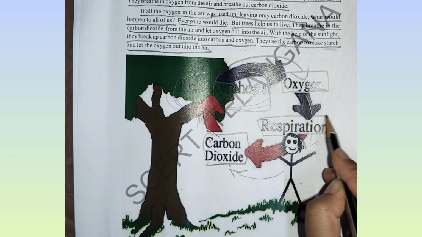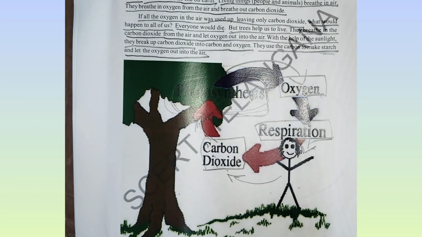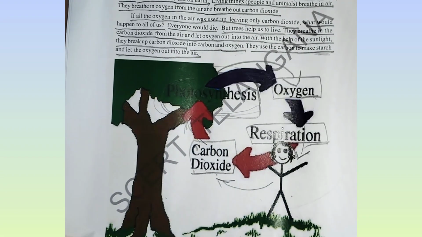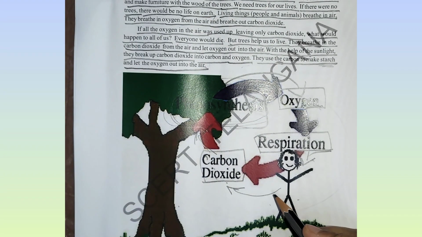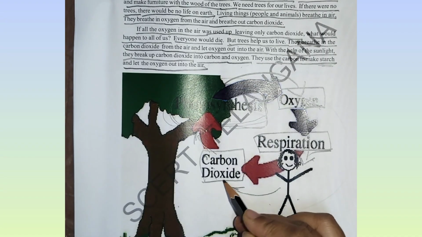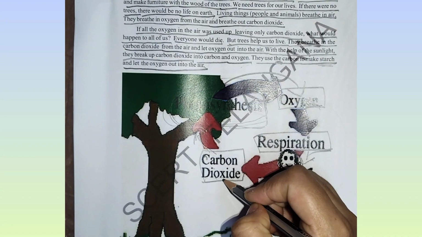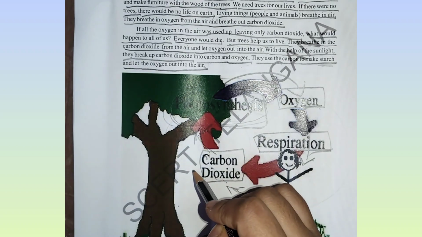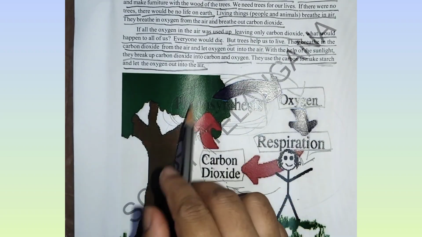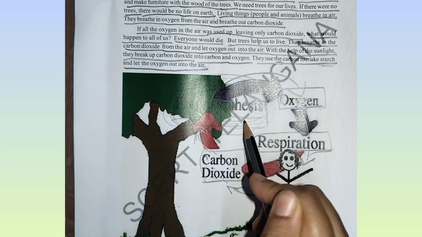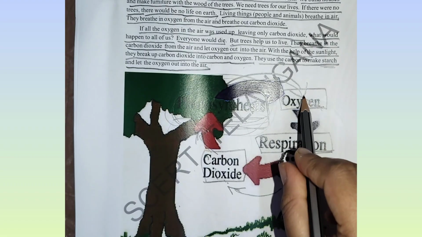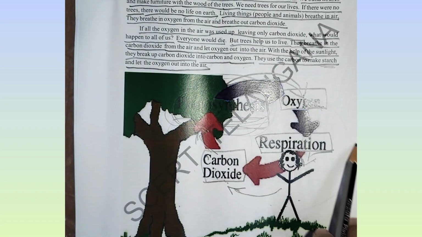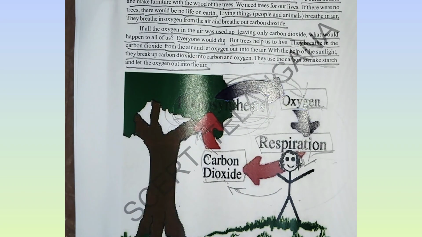That process is known as respiration. Respiration means breathing in and breathing out of air. We release carbon dioxide gas, and with the help of the sunlight the trees absorb this carbon dioxide and carry out photosynthesis. The trees release oxygen gas, which is taken by all living organisms through respiration. This whole process is known as photosynthesis. Okay, got it?